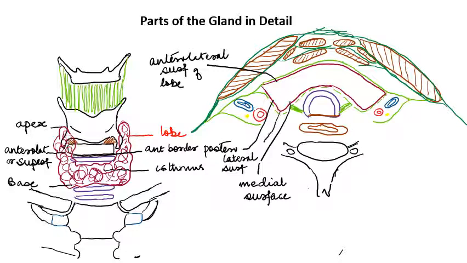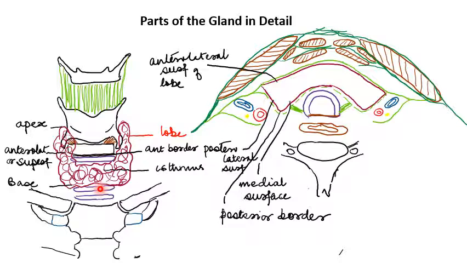This is the posterior border, which separates the posterior lateral surface from the medial surface. So here is the posterior border. The anterior lateral surface almost merges with the posterior lateral surface, but when we study the relations, they are two separate parts. So this is the superficial or anterior lateral, posterior lateral, and the medial surface.